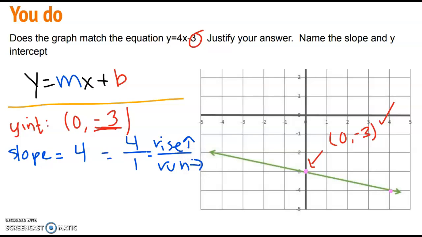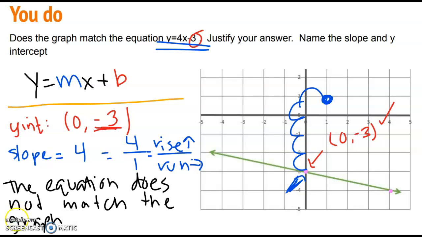So from my y-intercept that is right there in the graph, I want to go 4 units up, 1, 2, 3, 4, and then 1 unit to the right. So I know my point should have been right here. Well, that's not where my graph is, so I can automatically say that this equation does not match this graph. And I need to state because. I'm going to say because the slope does not match.